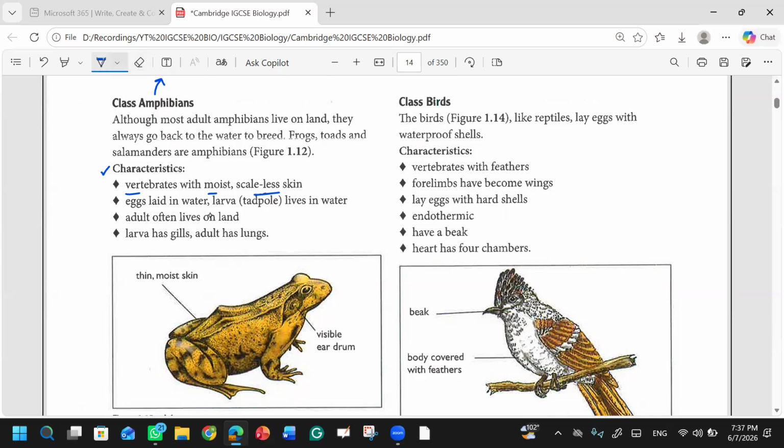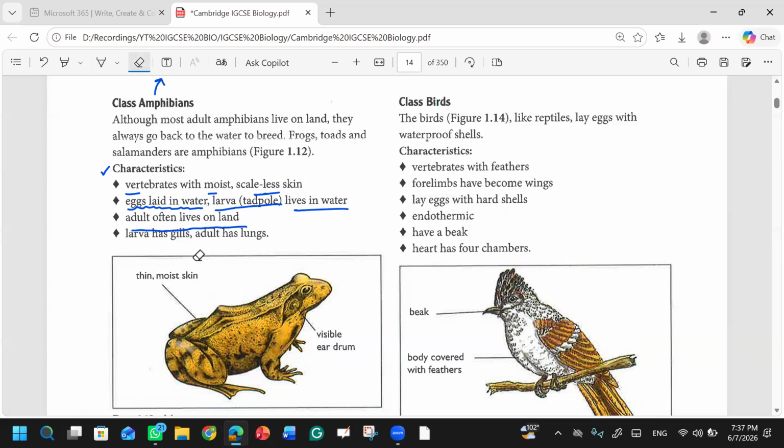First thing is they are vertebrates. Second, eggs are laid in the water. This is what I was saying, they breed in water. They produce their babies, their next generation, in the water. So eggs laid in the water, the larva, the tadpole, lives in water, and the adult often lives on land. They basically live on land, just like the frog. Commonly we see the frogs on land, but they cannot produce eggs on the land. They will lay their eggs in water.